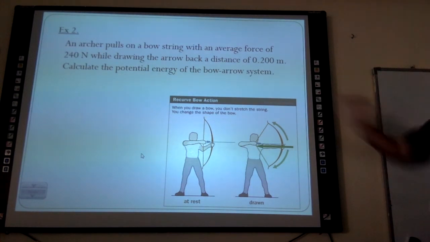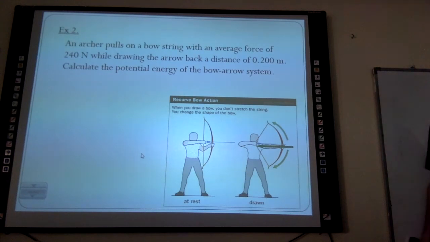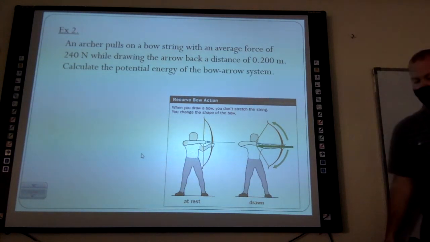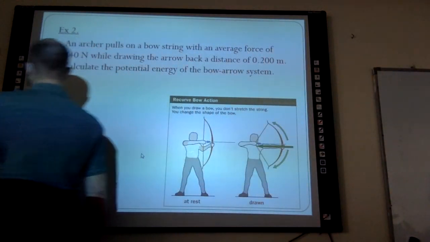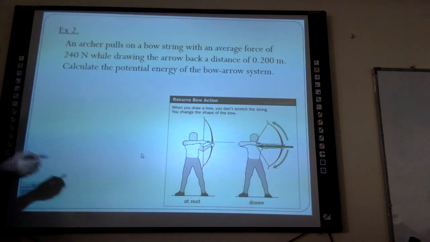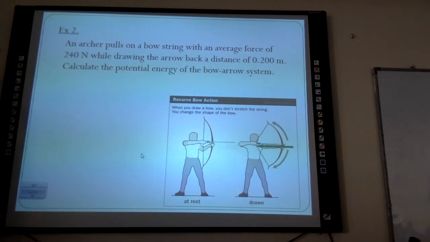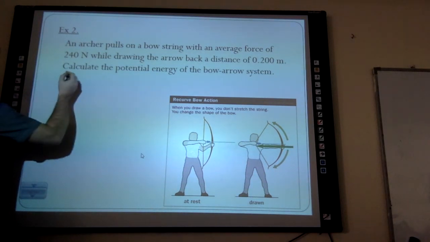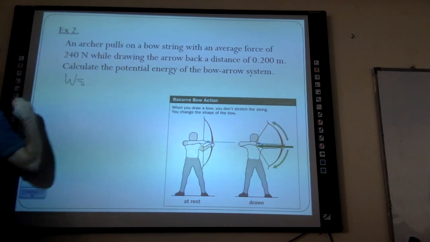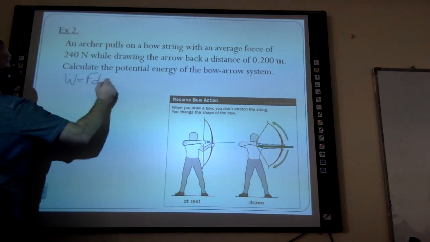So if you pull back on the bowstring with 240 newtons for a distance of 0.2 meters, we can calculate the potential energy of this system. The bow-arrow system, what am I doing here? Potential energy we just said is mgh, but we're not dealing with something being lifted up. So the problem is we're now dealing with work. What is the work that I'm doing on this? Work is equal to two things. Force times distance. What else?